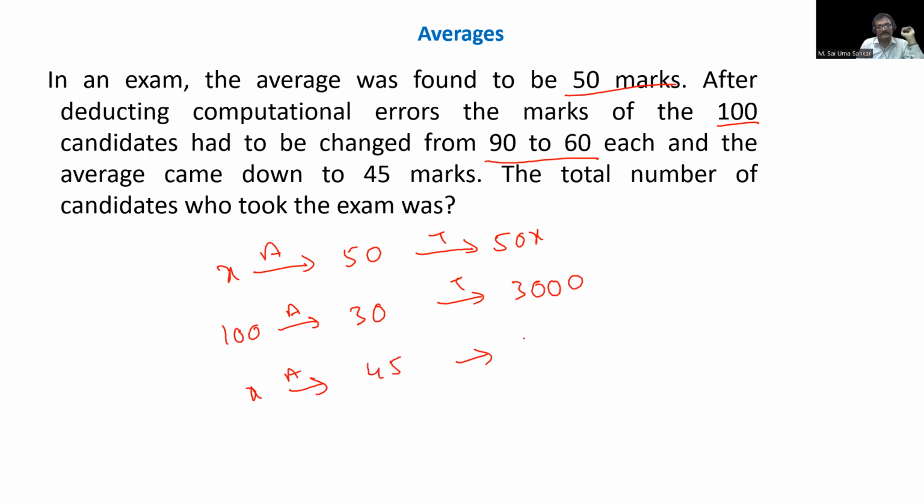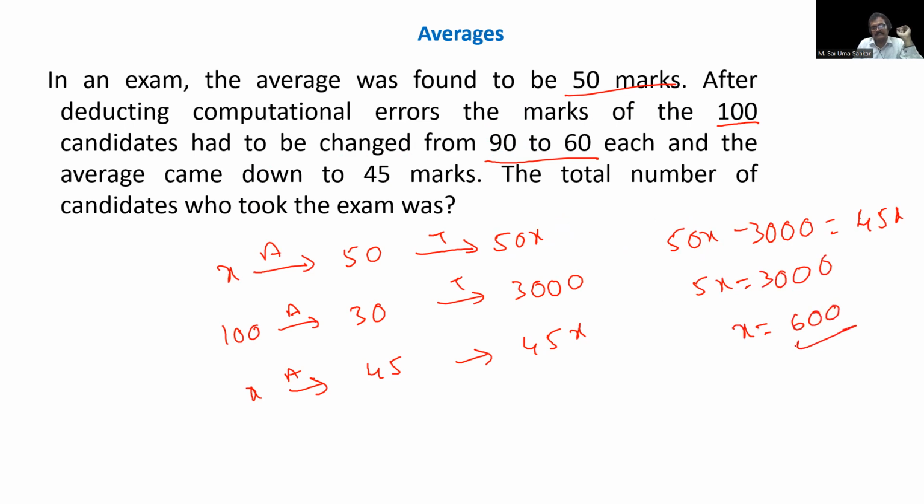So the new total is equal to 45X. Initially, the total marks is equal to 50X. If you deduct 3000 marks, then the new total is equal to 45X, right? So 5X is equal to 3000. What is the value of X? X is equal to 600. That is the answer.